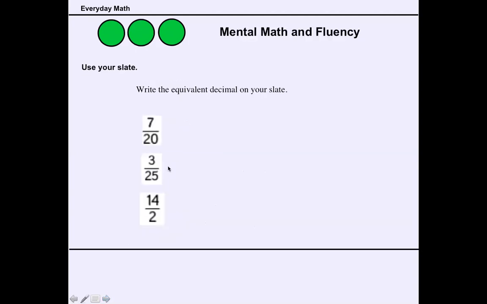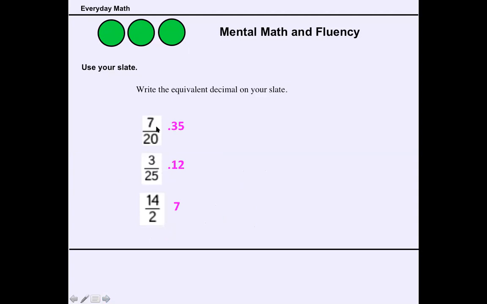Okay, we're going to write equivalent decimals for 7/20, 3/25, and 14/2. Remember that you can pause me until you have your answer. Let's move to the next slide.